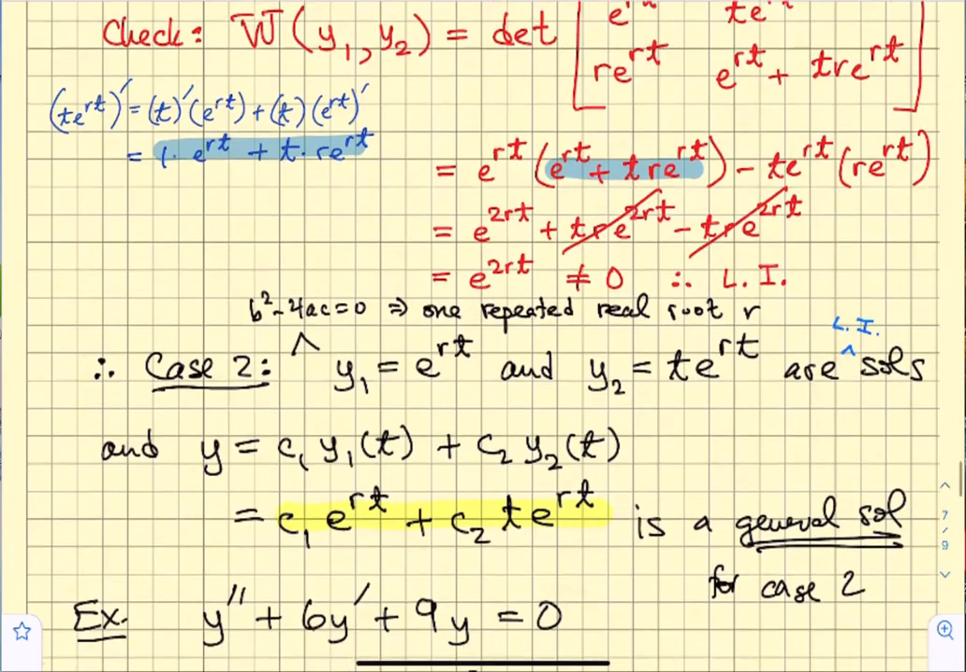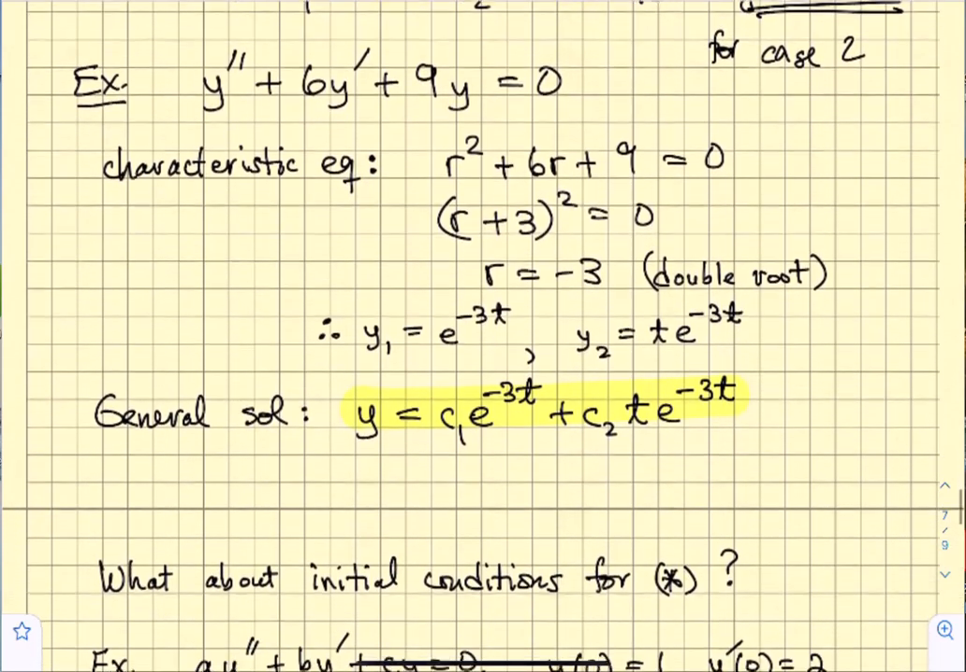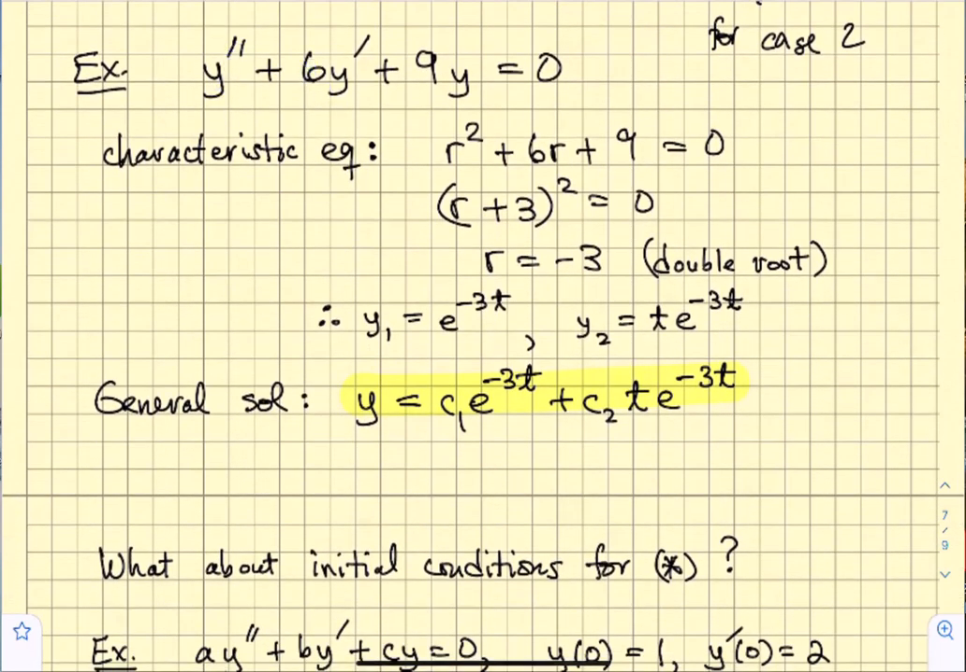All right, let's look at a concrete example: y double prime plus 6y prime plus 9y equals 0. In this case, our a is 1, our b is 6, our c is 9. This does meet our standard form for a second order linear homogeneous constant coefficient equation, so we should use the characteristic equation. Our characteristic equation is ar squared plus br plus c equals 0. This factors very nicely into r plus 3 quantity squared equals 0.